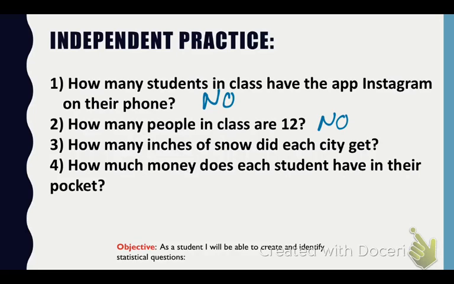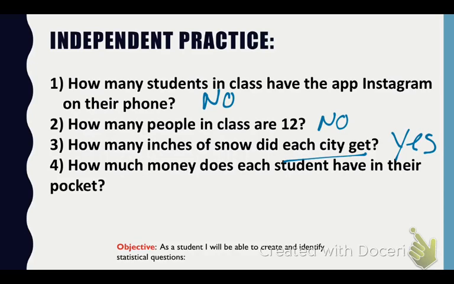Number 3, how many inches of snow did each city get? Okay, this does not ask us about one city. It asks us about multiple cities. And I'm going to get a different answer for each city. So, in this particular case, I have multiple answers. I'm asking multiple people. So for that reason, this is a statistical question.